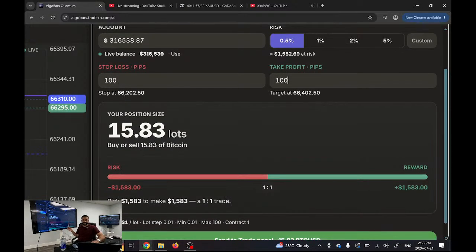As I change this, let's say I change my take profit to 150, you can see if I'm trading this amount of lot, my risk on this trade is 1580.